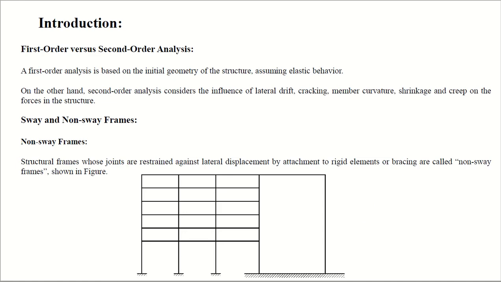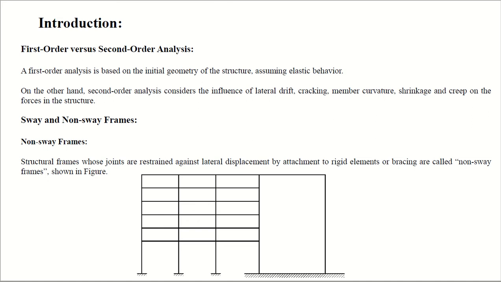So what is the difference between first order and second order analysis? A first order analysis is based on the initial geometry of the structure, assuming elastic behavior. Okay, so if a column is straight, you are considering it as straight, erect, and the load is applied on it the way you are assuming, and the column is behaving in an elastic manner. Okay, it has not entered into inelastic range.